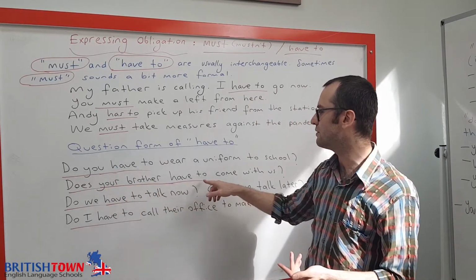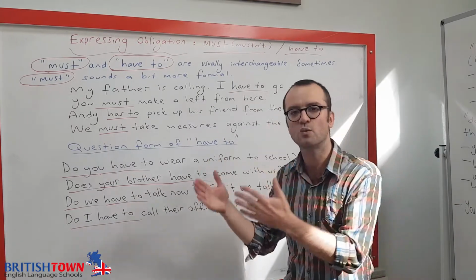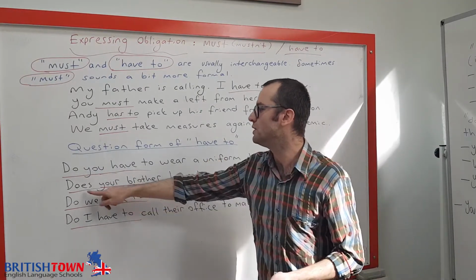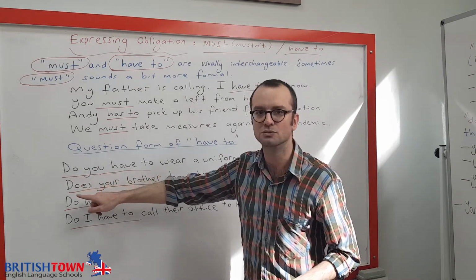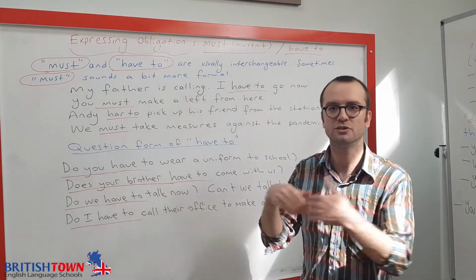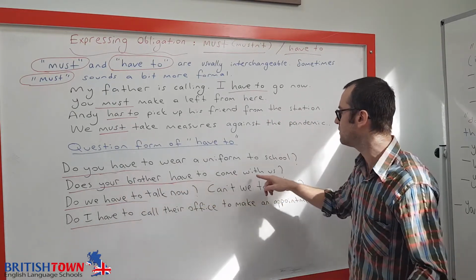Does your brother have to? Gördüğünüz gibi your brother, he, she, it. So this is third singular. And just like we do in present simple, we use does. So we add es to do, just like we do in other simple present forms. Does your brother have to come with us?